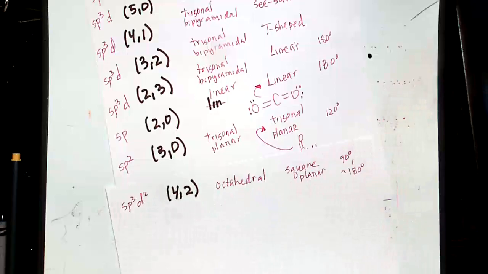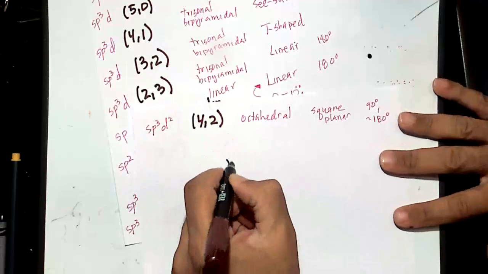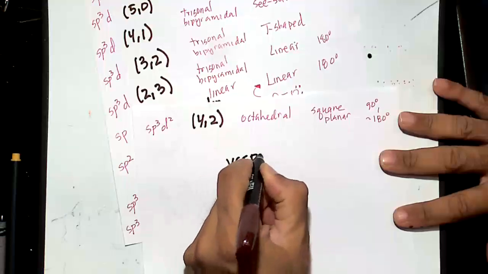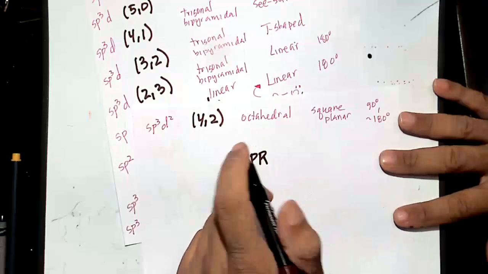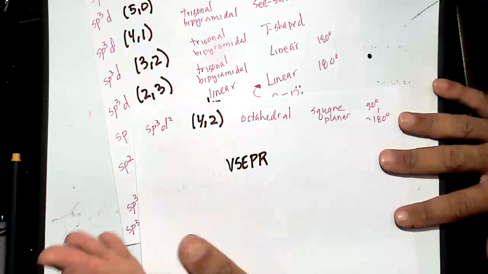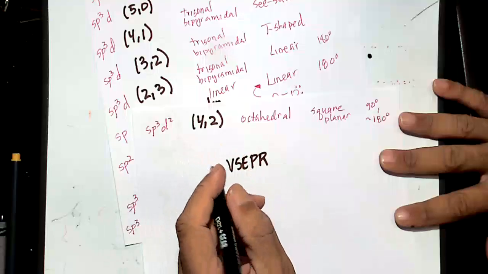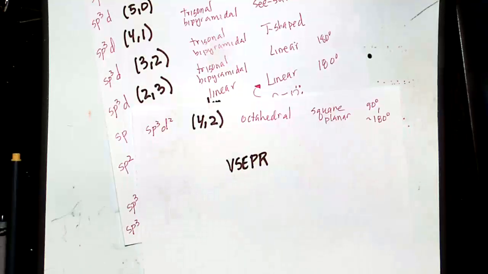This is called VSEPR, by the way. Have you heard of this term? What I've been teaching you all these weeks is VSEPR. Okay, valence shell electron pair repulsion. You want me to write it down? Okay. Valence shell electron pair repulsion. That's what all of this is, what we're studying.